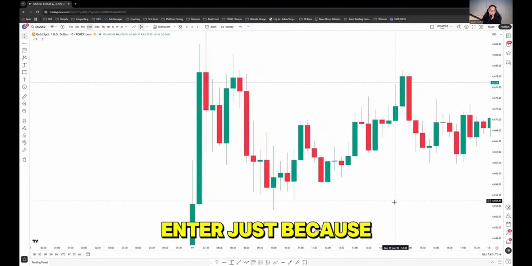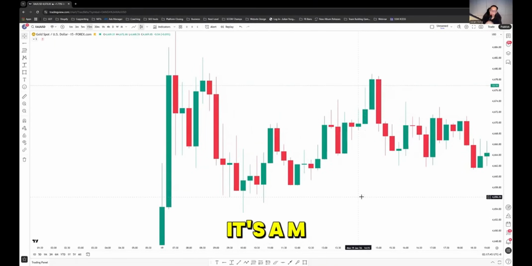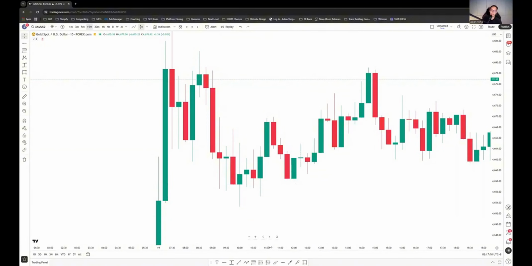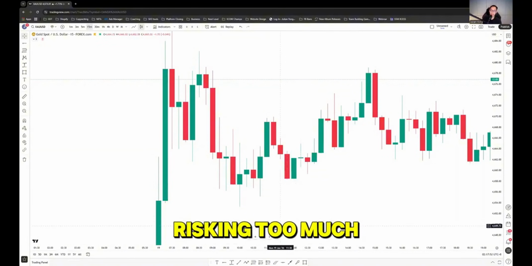Don't just anyhow enter just because it's a M15 FVG, right? You need to be smart because we are just scalping. You don't want to be over risking too much.